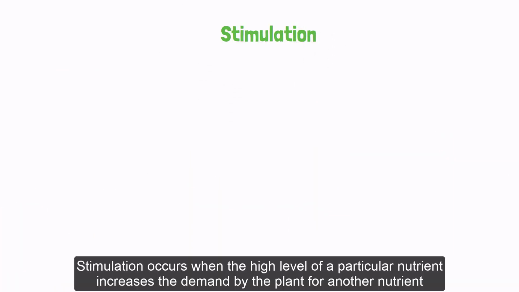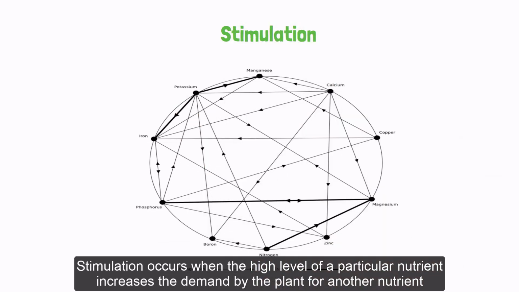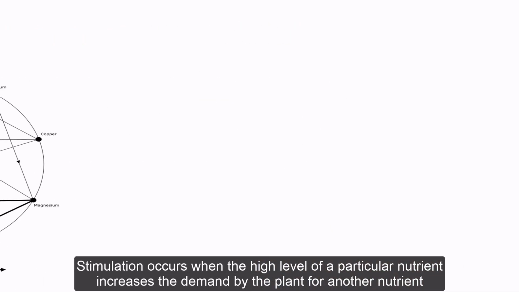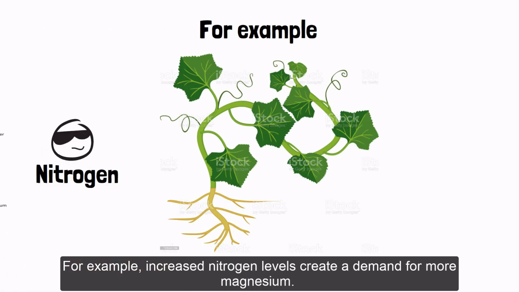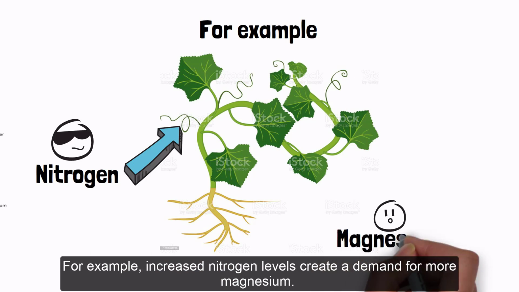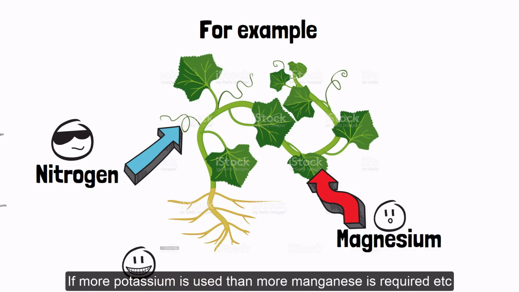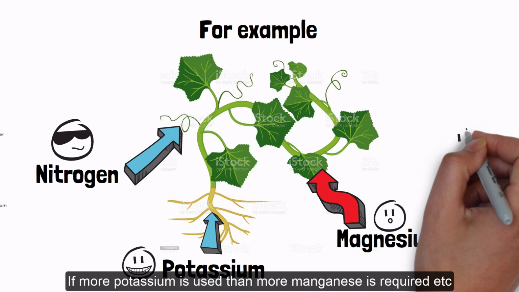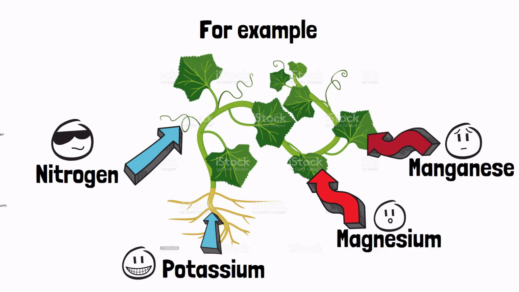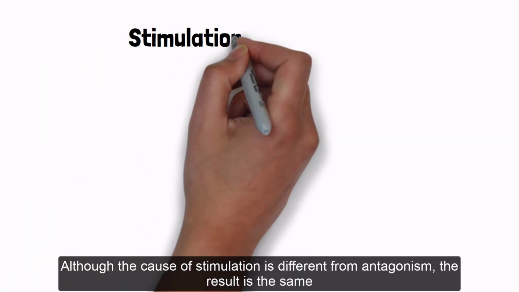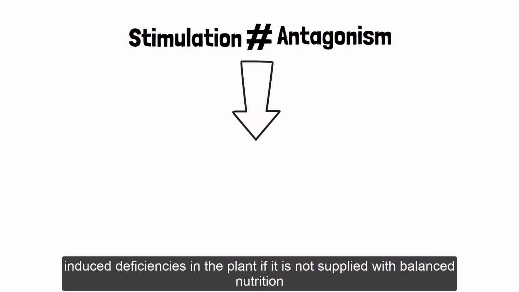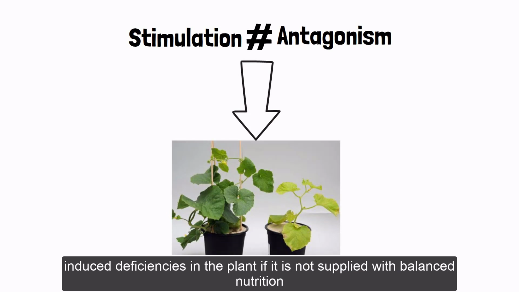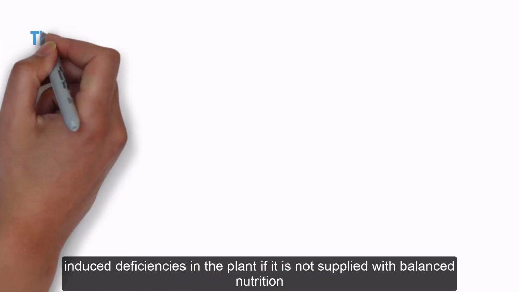Stimulation. Stimulation occurs when the high level of a particular nutrient increases the demand by the plant for another nutrient. For example, increased nitrogen levels create a demand for more magnesium. If more potassium is used, then more manganese is required, etc. Although the cause of stimulation is different from antagonism, the result is the same: induced deficiencies in the plant if it is not supplied with balanced nutrition.